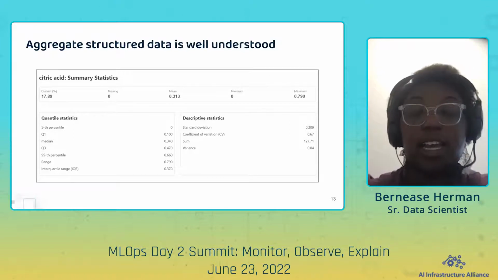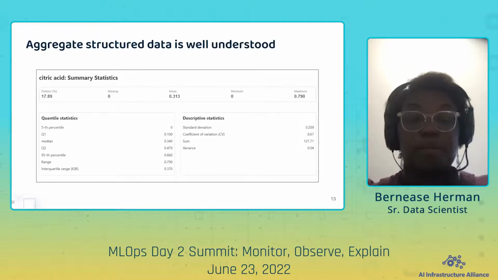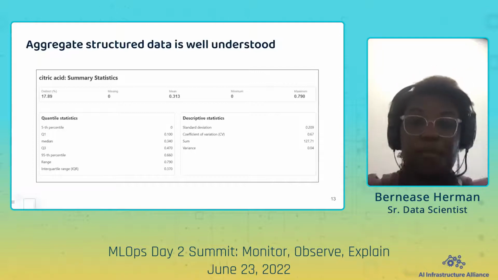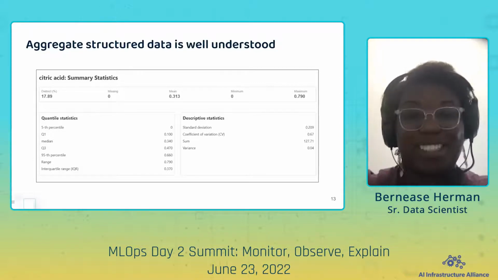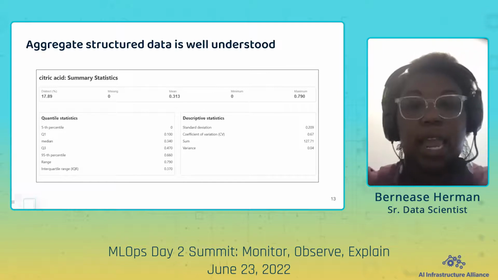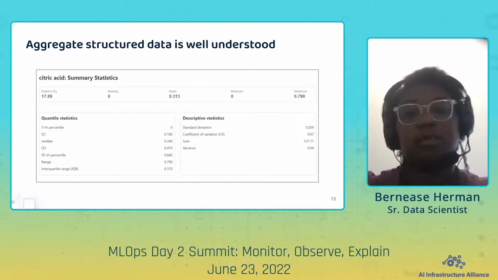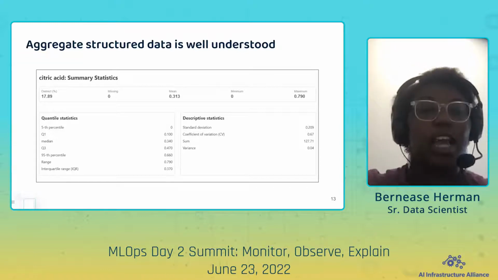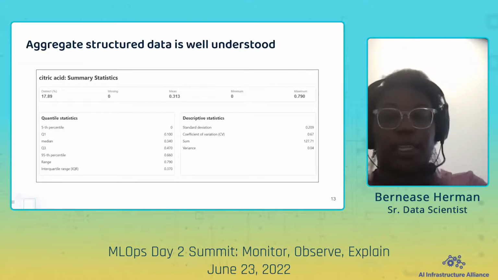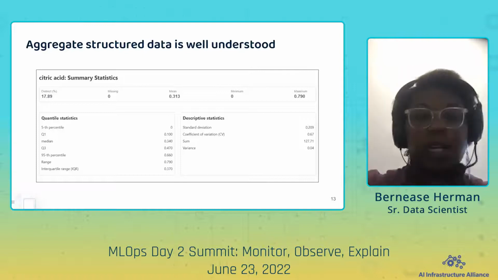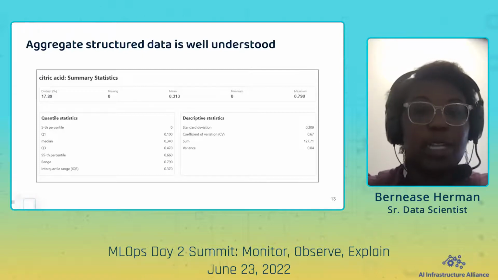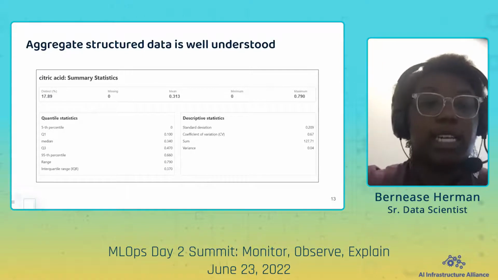aggregate structured data is well understood. We're fairly used to this. You may have many millions or billions of rows of columns, and we're comfortable dealing with the mean of a distribution, the standard deviation, and reasoning about these, especially with the aid of things like quantiles, particular quantiles to get something that looks like a histogram.